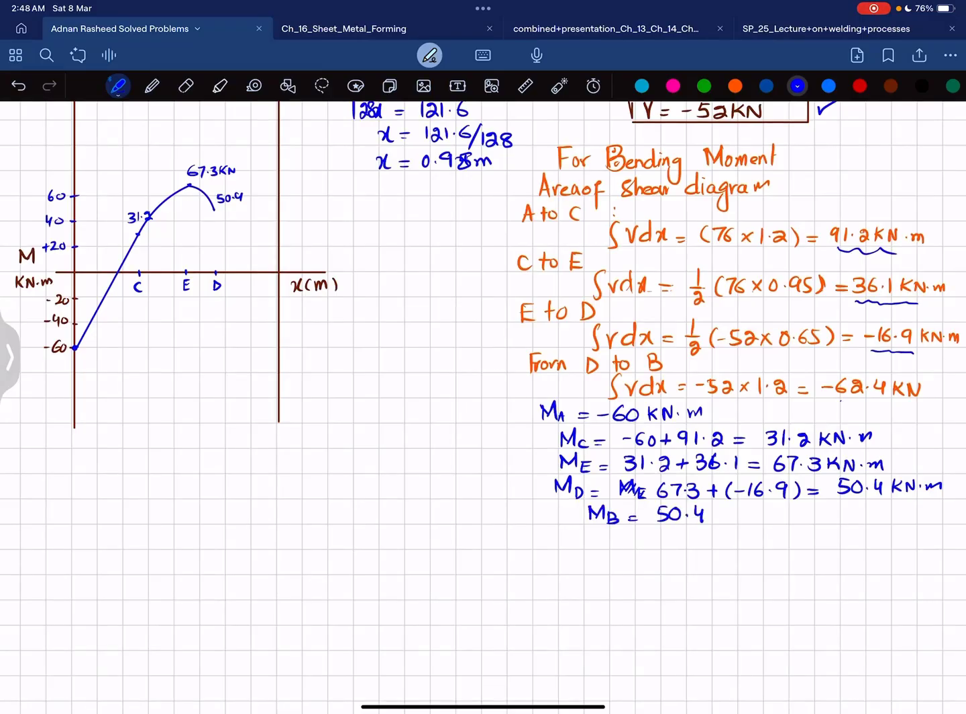and area under the shear force diagram from D to B, which is minus 62.4 kilonewton. That will give you minus 12 kilonewton meter. So it will bring it to minus 12. So minus 12 will be somewhere here at this point. You can see this minus 12 will be somewhere here. This is minus 12 kilonewton meter.